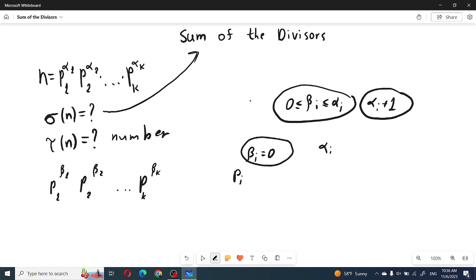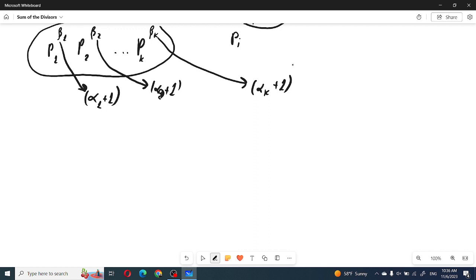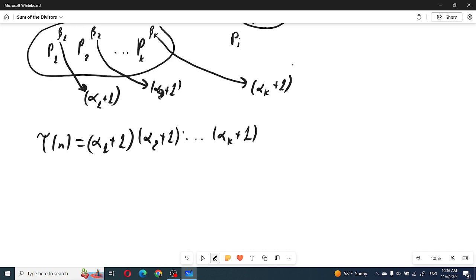And because we know that all of the divisors can be uniquely determined by this prime factorization, for beta 1 we have alpha 1 plus 1 different choices. For beta 2 we have alpha 2 plus 1 different choices. And for beta k we have alpha k plus 1 different choices. Now we will see that the total number of divisors must be alpha 1 plus 1 times alpha 2 plus 1 times up to alpha k plus 1. So this must be the total number of possible choices.